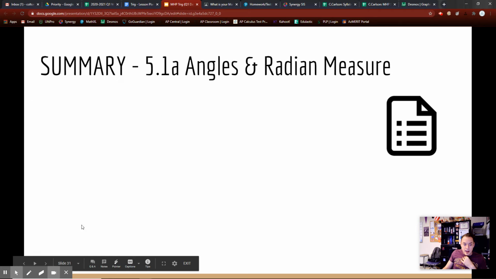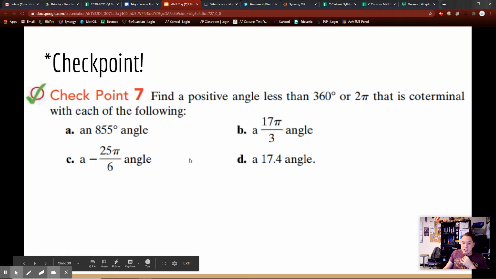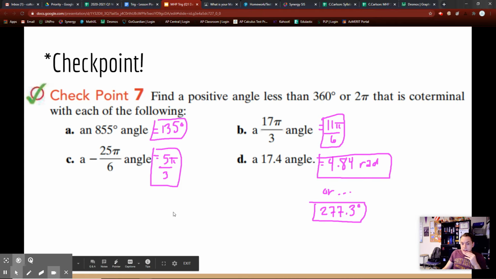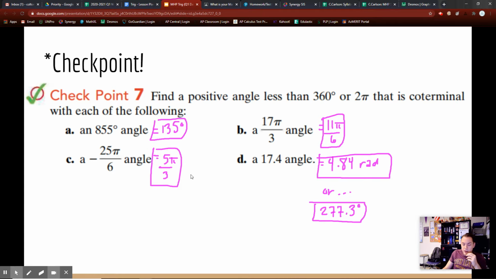And then I have just this one. So go ahead and pause the video. I'm going to share with you the answers again. All right, these are the answers. For A, you got 135, 5 pi over 3. For B, you got 11 pi over 6. And then you have a coterminal angle of 4.84 radians for D.